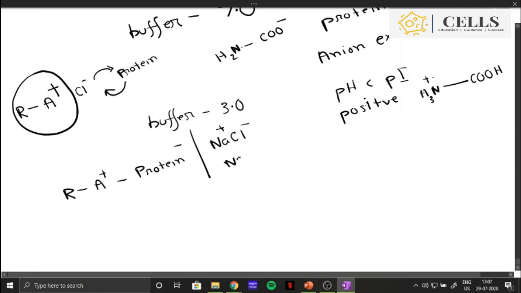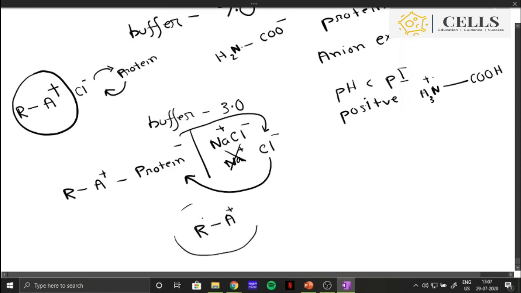You have Na plus and Cl minus. Don't have to worry about Na plus here. This Cl minus will go and exchange with this protein. So now you will have resin plus, the bead bound to Cl minus, and the protein will be eluted. This is anion exchange.